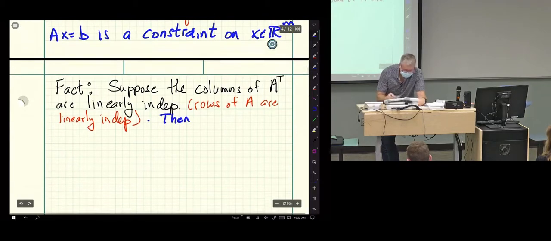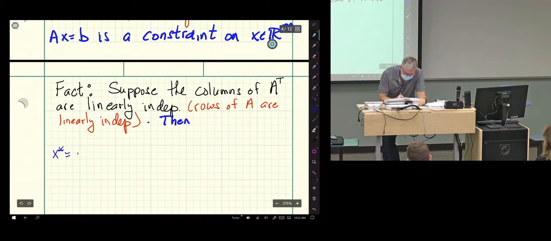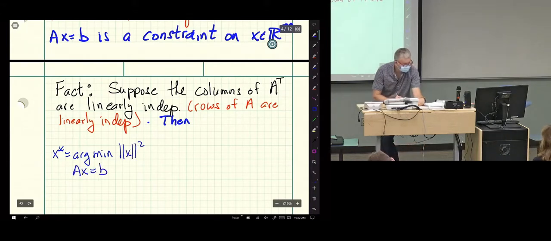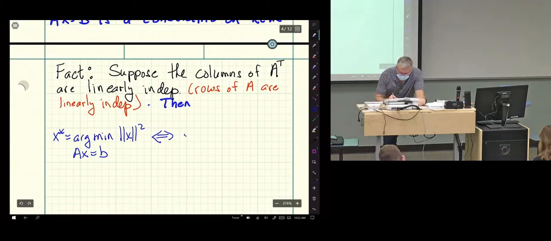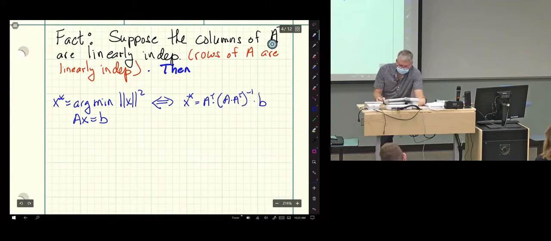Then, X star equals arg min norm x squared, subject to, it's a solution of the equation, if and only if, and that's the cool thing. And it looks similar to our least squares solution. You get A transpose times (A A transpose) inverse times B. Okay, so it's a little bit like it.